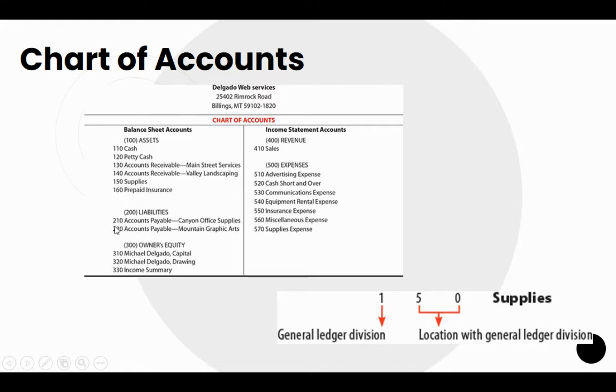Assets, however, go by liquidity. Liquidity, if you remember, is how liquid is the asset? How fast can you turn it into cash? And those are listed in that order. Accounts receivable are alphabetical, just like liabilities. They go by the first letter of the name of the company. If it's a person, it goes by the last name of the person. So everything is alphabetical except assets, which are by liquidity.